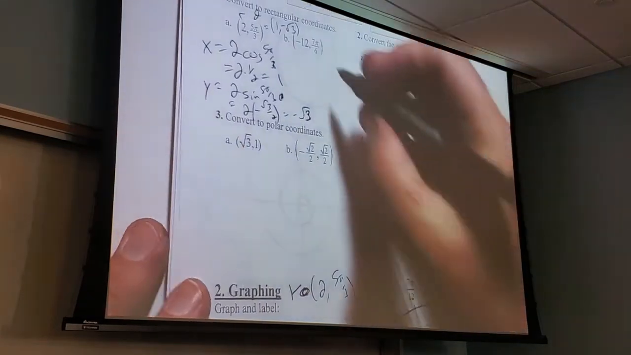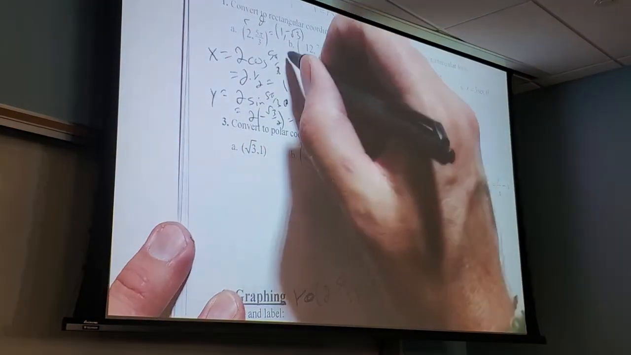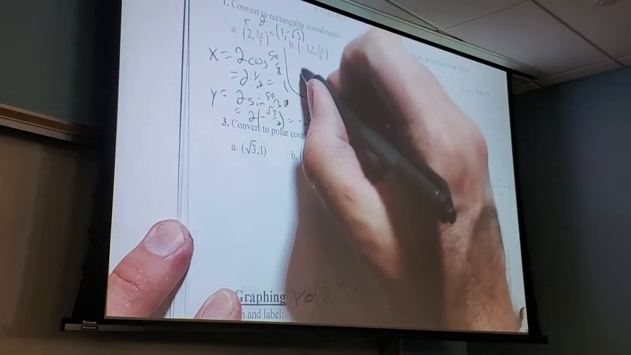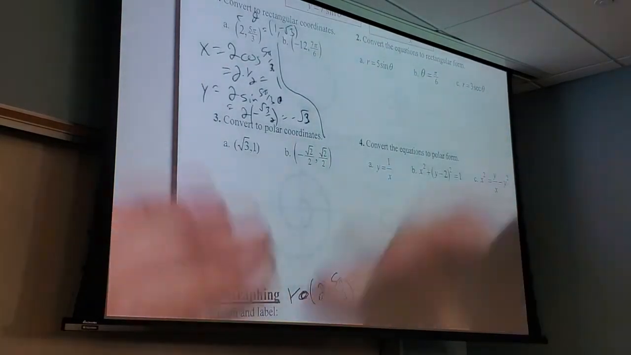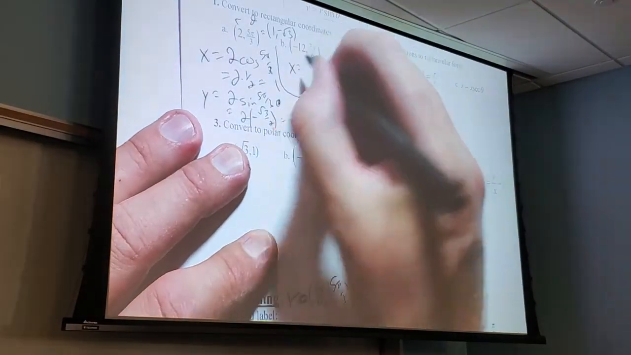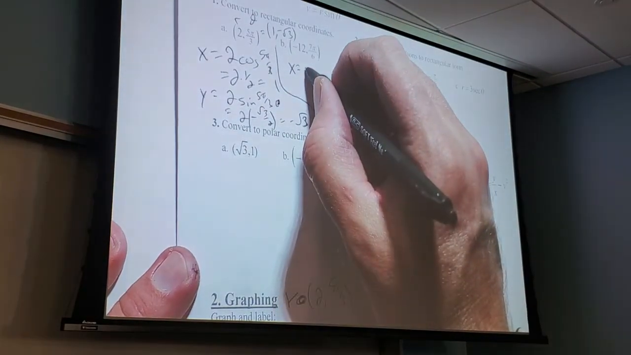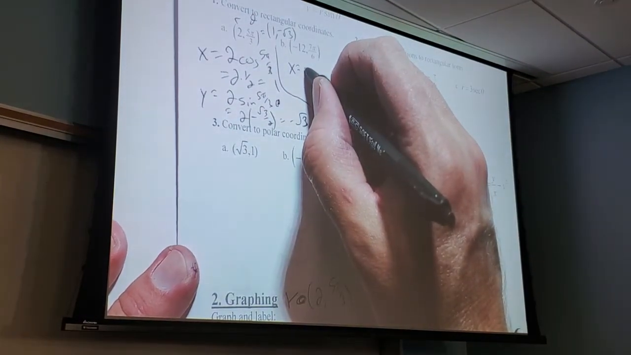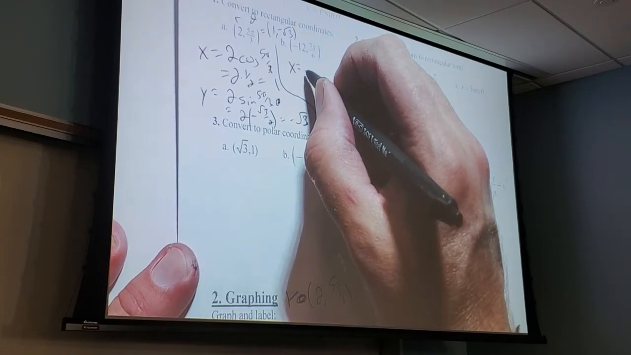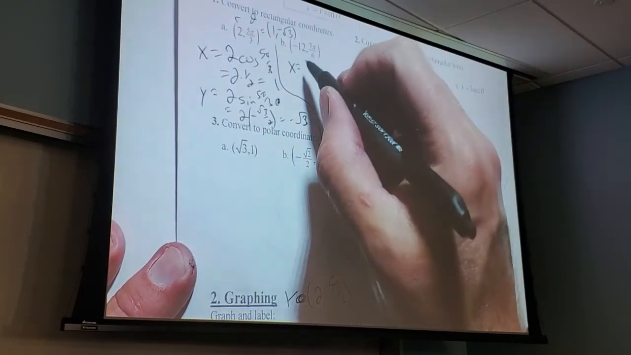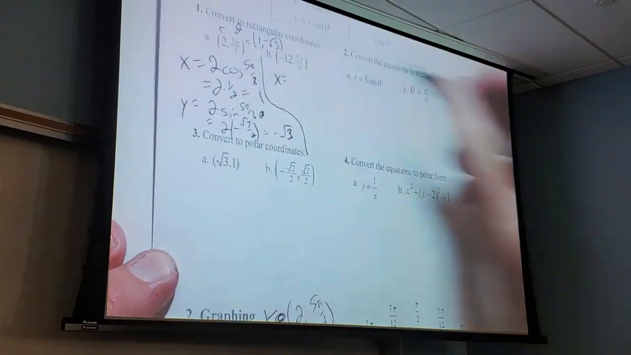I'm not going to do all these because they're similar. So, like for part B, let's figure out the x piece. How would you figure out the x piece? That would be, what's r? Negative 12.